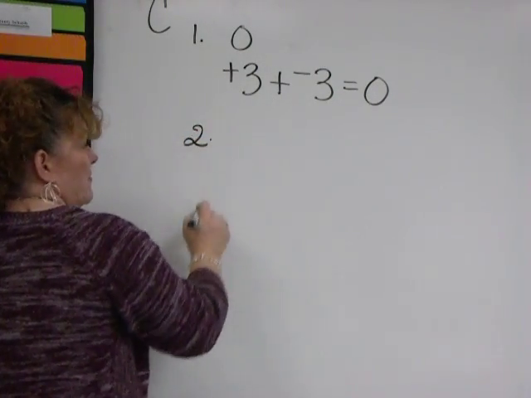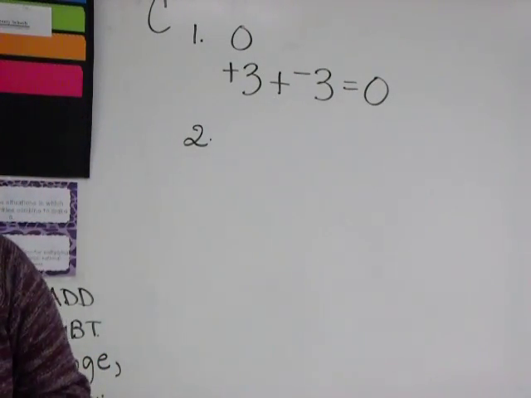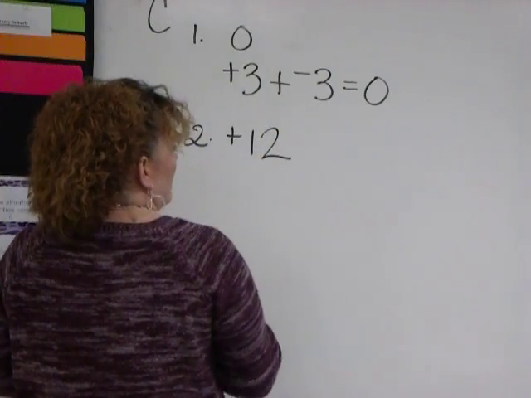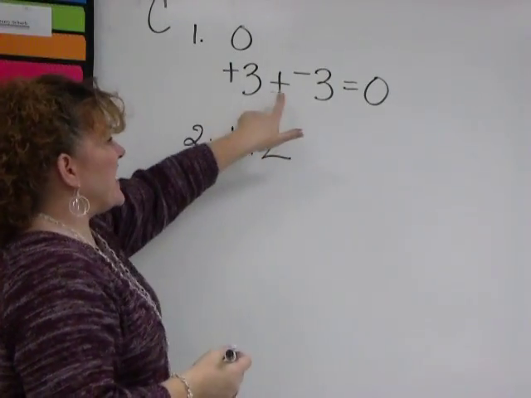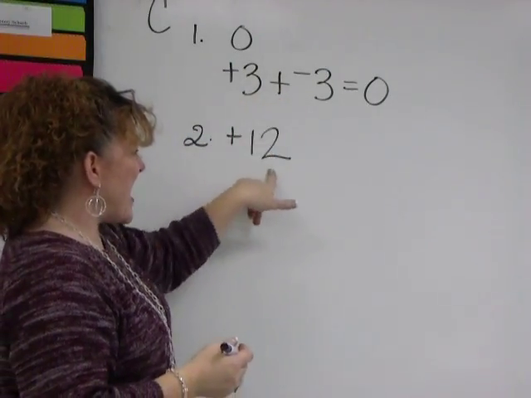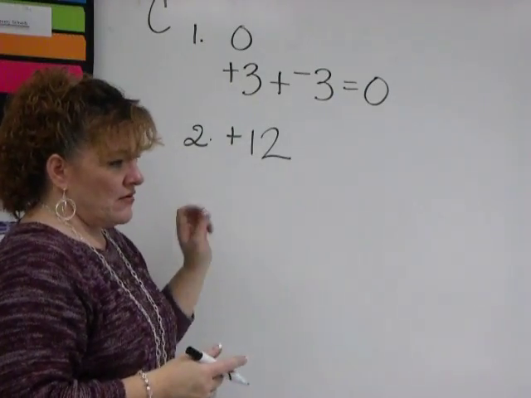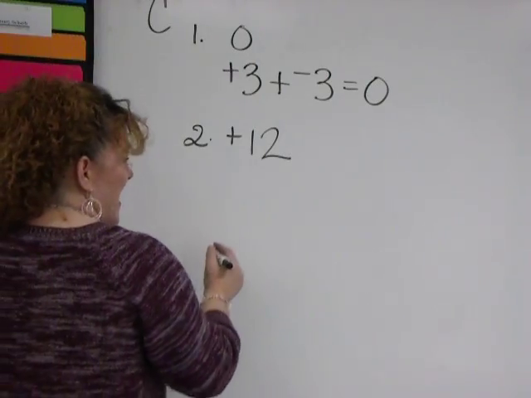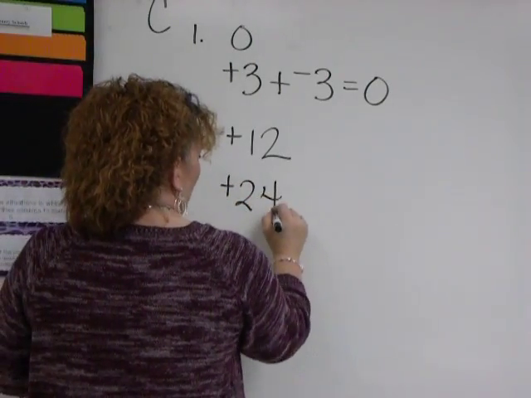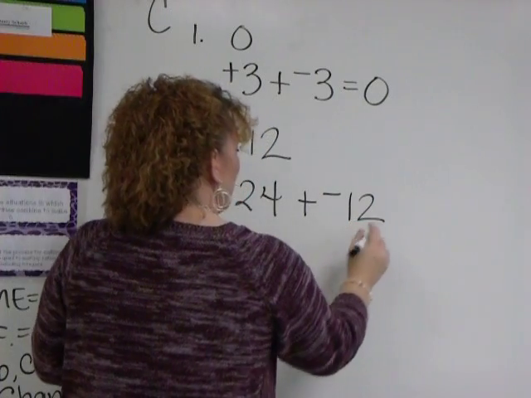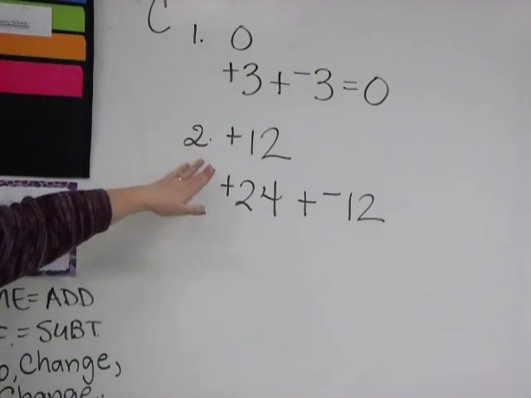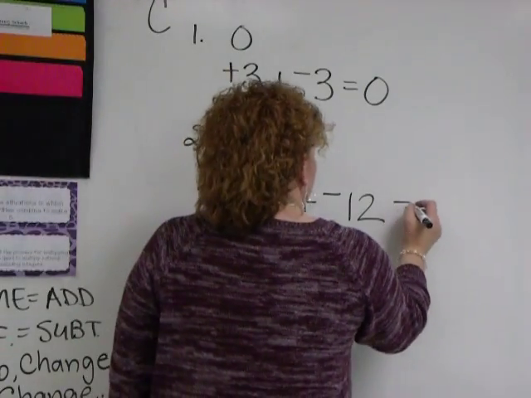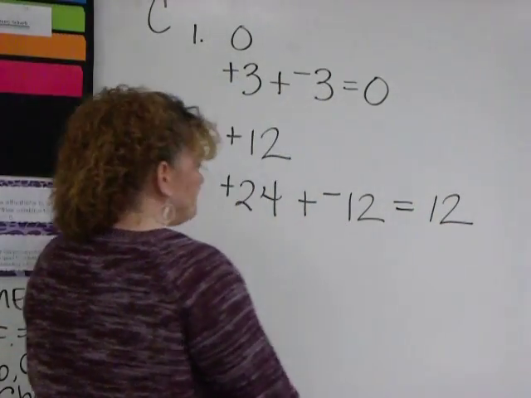Number 2, they want the answer to be a +12. Now remember, you have to use negatives and positives to get the answer they want. So my example, I'm going to have a +24 add a -12. Now you give me one that's going to give an answer of +12. And don't use mine.